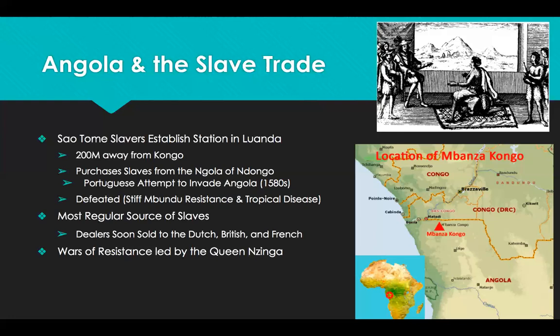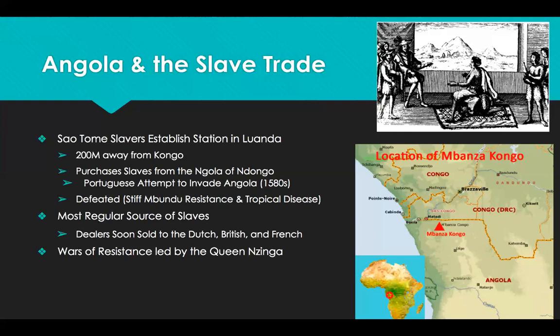But when the Portuguese set out to do it, they were there when the Jaga invaded the Congo, and the Portuguese easily dispatched with them. So that made them feel that they could take control of the entire region. So they went down to try to conquer the kingdom of Ndongo, which is modern day Angola. And the Portuguese invasion of Angola was defeated by a combination of stiff resistance from the Mbundu people and the tropical diseases that decimated the Portuguese troops. The invasion was pretty much done by the 1580s. And the remnants of the Portuguese army settled into the role of regular slave traders. So they tried to colonize, but they were totally restricted.